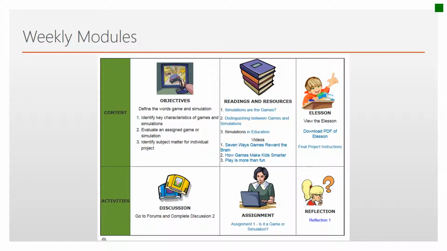The first square has our objectives for the week. What are we trying to accomplish? The second one will be the readings and the resources. This will often be where the actual content for the weekly lesson is. In this case, for week 1, you need to read each of these readings and look at the 3 videos that are up there also.